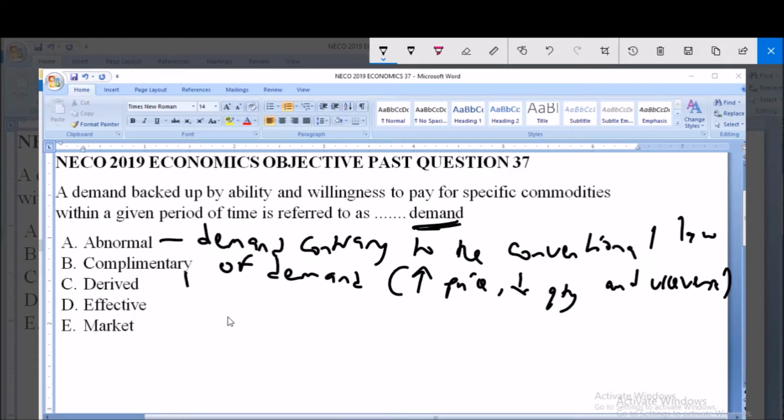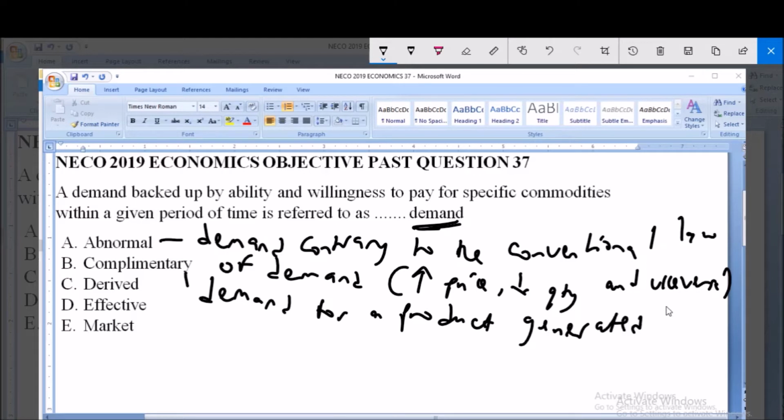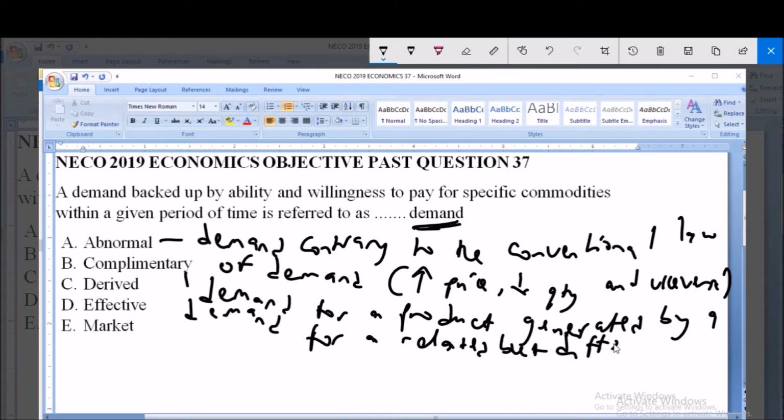Now option B, complementary demand, is demand for a product generated by a demand for a related but different product. So let's say a demand for cars, for example, which is a product, will bring about demand for car tires. So it's a related but different product. So that is complementary demand.